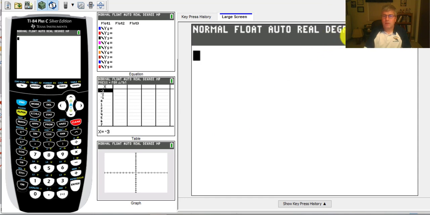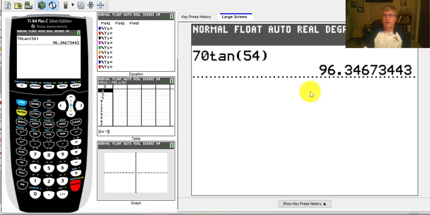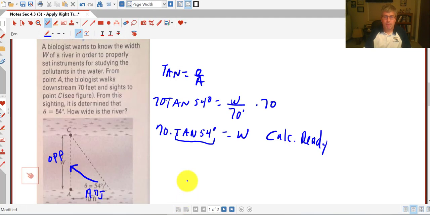So we make sure our calculator is in degree mode. 70 tangent, put in your degrees of 54 degrees, and we get 96.35 as our answer. So we know our W is 96.35. So be careful, just make sure you've got your rounding correct as asked for.